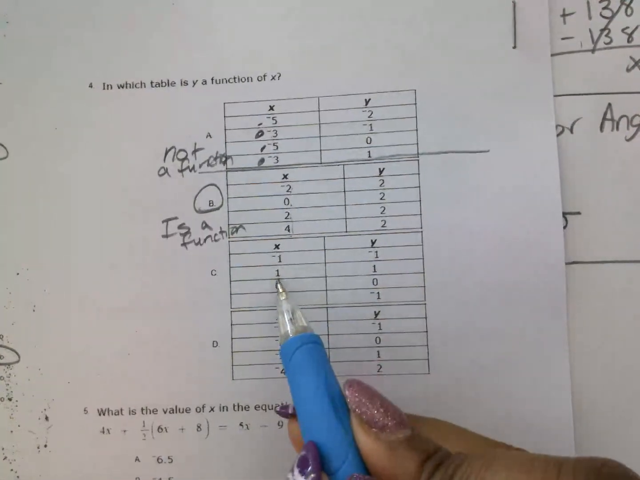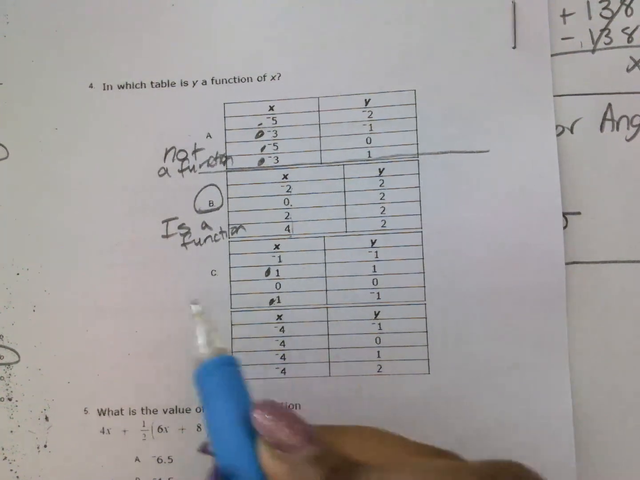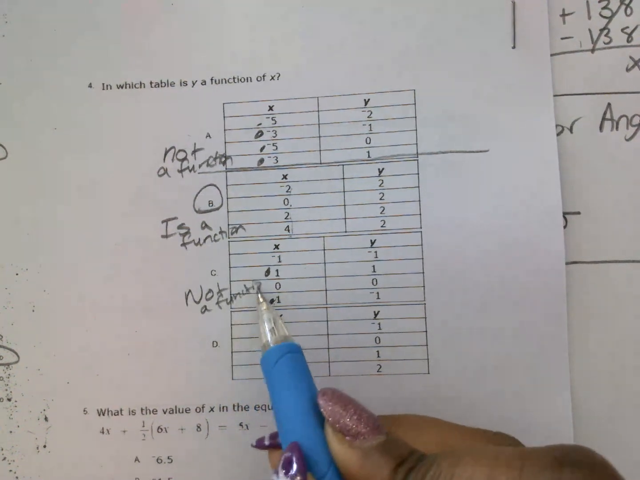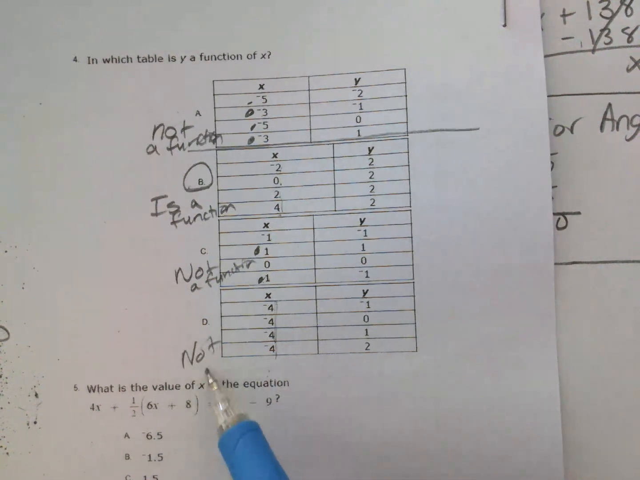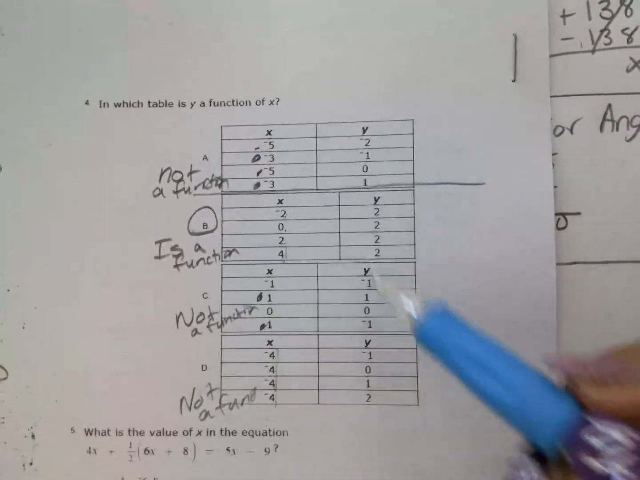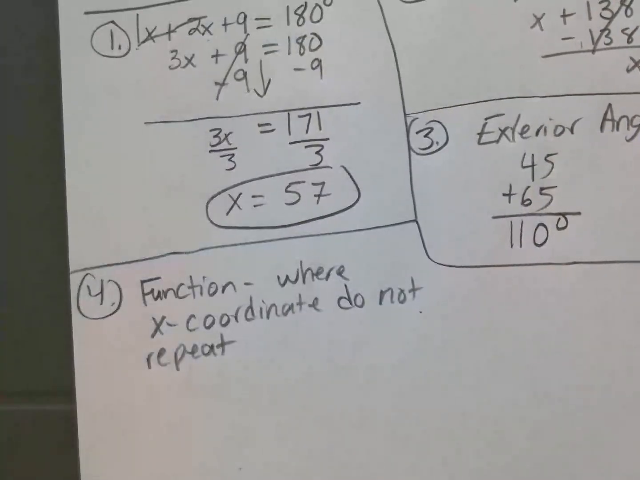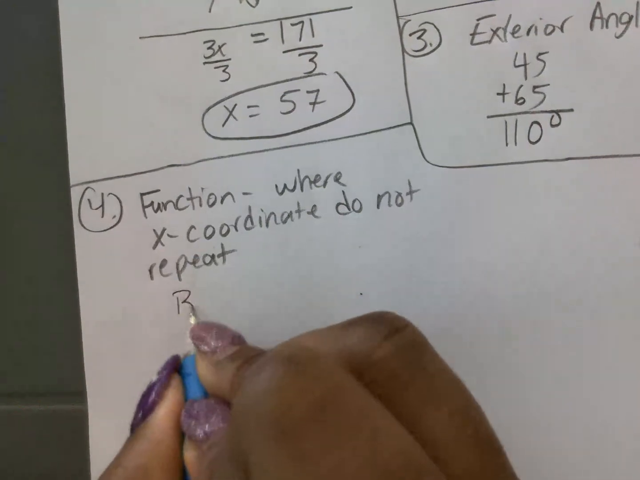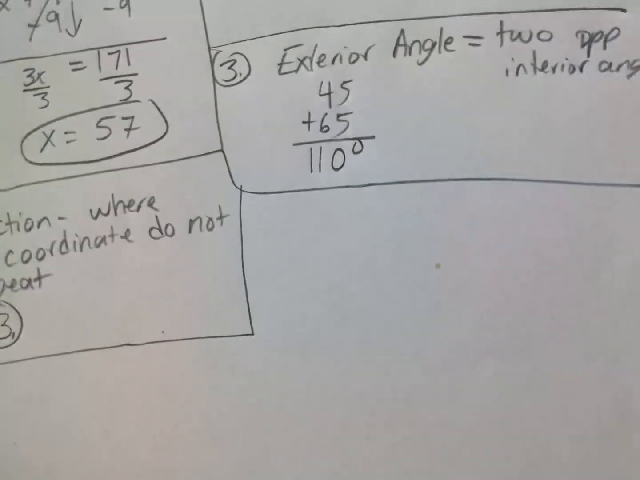Let's look at this one. -1, 1, 0, 1. The 1s repeat. Not a function. And all of these x values are the same, so this is definitely not a function. All the x values have to be different. It's okay if the y's repeat, but the x's cannot repeat for it to be a function. So for number 4, the answer is B.